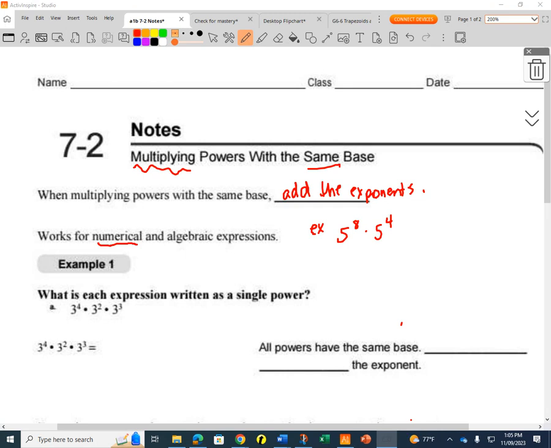This is an example of multiplying numerical expressions with the same base. 5 to the 8th power times 5 to the 4th power. We can simply take 5 to the 8 plus 4 power, and that would simplify to 5 to the 12th power.